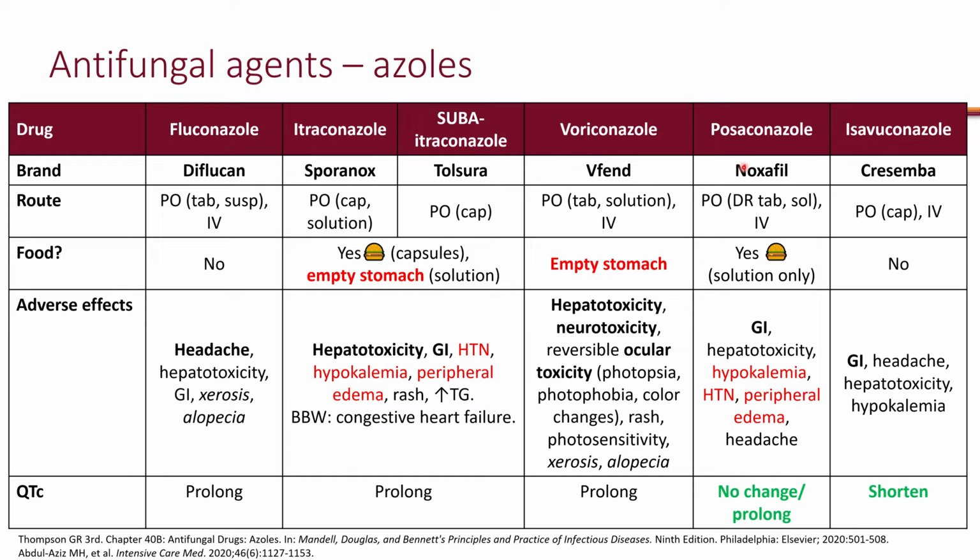Now, posaconazole is available as PO and IV, but the oral formulation, the tablet specifically, has excellent bioavailability, so much so that the solution is hardly used anymore. The solution did need to be taken with food, but the tablet doesn't have to be. So the tablet can be taken with or without food, with excellent bioavailability. And the adverse effects are much better tolerated. So this is kind of similar to itraconazole. It does have GI adverse effects and transaminitis. And similar to itraconazole, it can lead to hypokalemia, hypertension, and peripheral edema through the same mechanism.